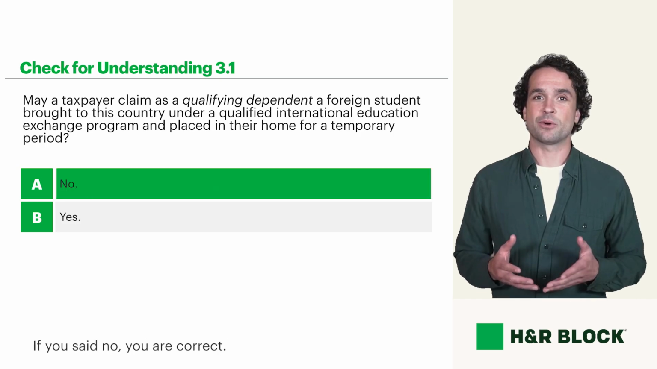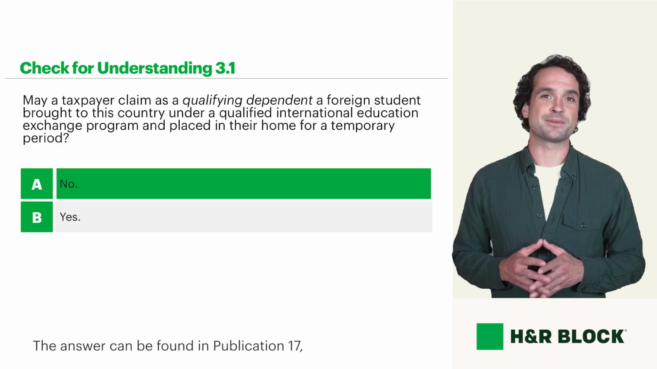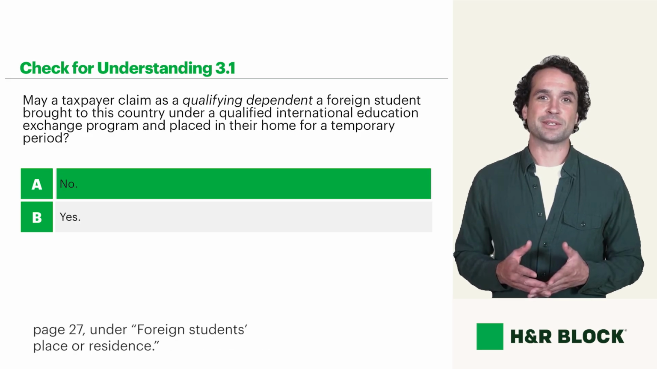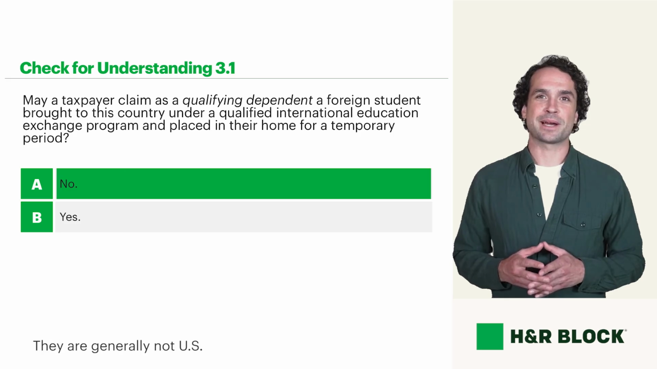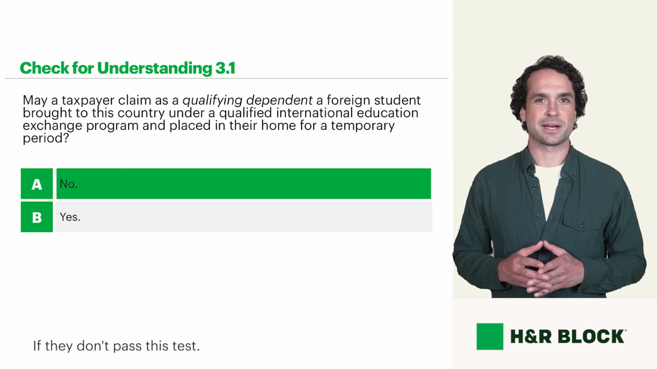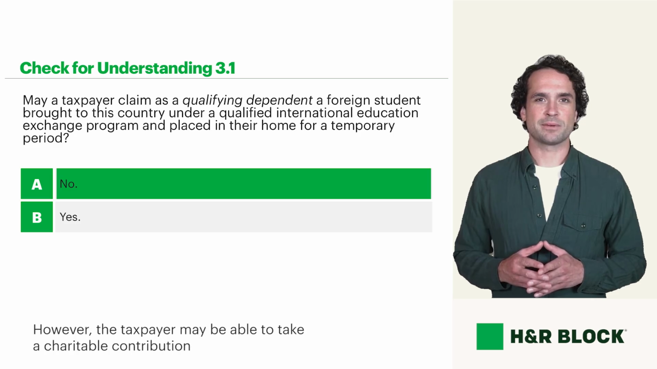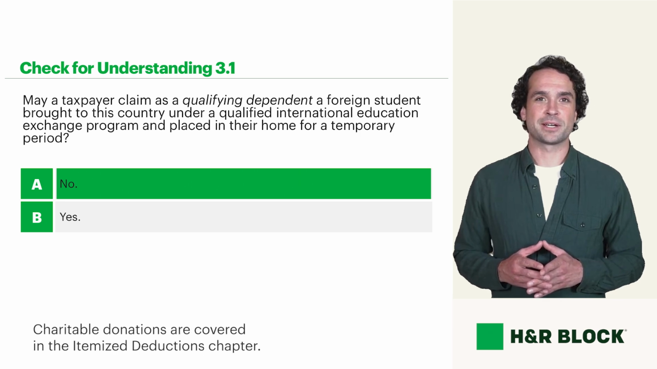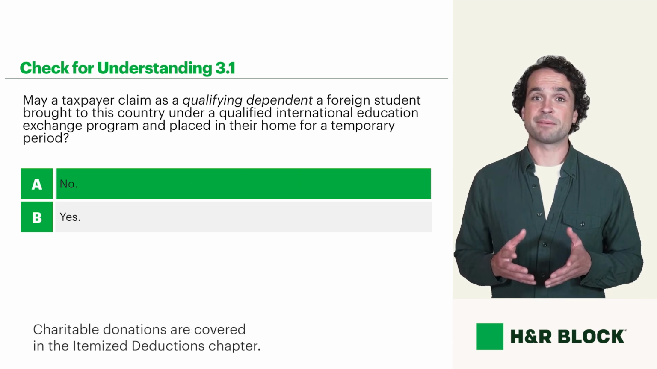If you said no, you are correct. The answer can be found in Publication 17, page 27 under Foreign Students' Place or Residence. They are generally not U.S. residents, so don't pass this test. If they don't pass this test, they cannot be claimed as dependents. However, the taxpayer may be able to take a charitable contribution deduction for the expenses. Charitable donations are covered in the Itemized Deductions chapter.